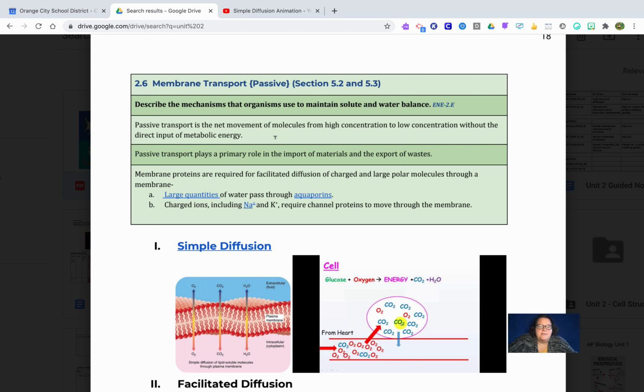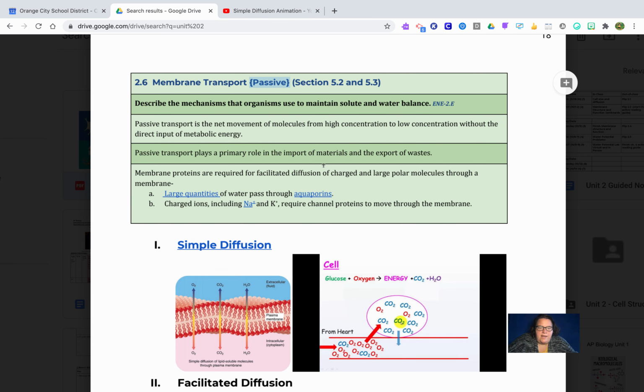Passive transport is the movement of molecules from a high concentration to a low concentration. So anytime something's going from high to low, you don't need to supply energy. It's passive transport. There's a lot of things in the cell that are brought in and out by passive transport, and we'll talk about a few of those.